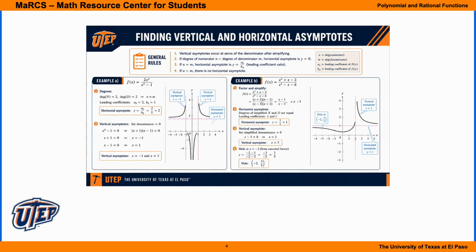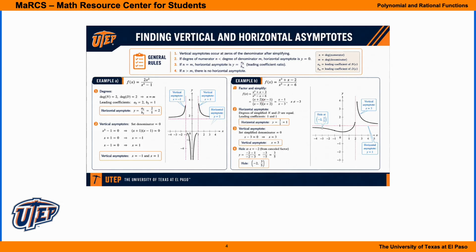Now for the vertical asymptotes, we stated that they occur at the zeros of the denominator. So we see that our denominator is a difference of squares. So x squared minus 1 can be factored into x plus 1 times x minus 1. Setting each of those portions equal to 0, we get that x is equal to negative 1 and x is equal to 1 for our zeros. So that means we will have two vertical asymptotes, at x is equal to negative 1 and at x is equal to 1.